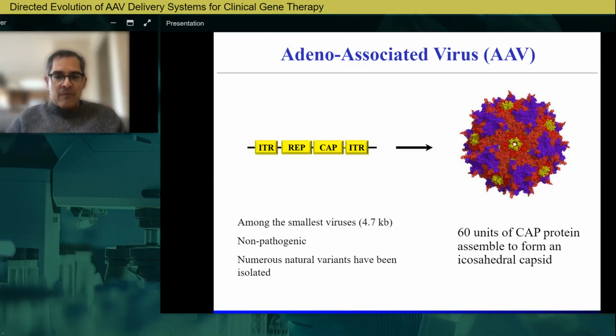Once the icosahedron is assembled, a rep protein docks at a pore present at the 5-fold axis of symmetry, grabs a single-stranded genome of the virus, and pumps that genome into the interior of the particle to be able to create an infectious virus. So another interesting feature of this virus is that a number of natural variants have been isolated, over 100 of them, and they contain diversity, especially in the surface-exposed amino acids on the viral capsid. So this results in some variability in the delivery properties of the virus, raising the possibility that by engineering the surface amino acids, you could actually create a targeted or more efficient or redirected gene delivery vehicle.